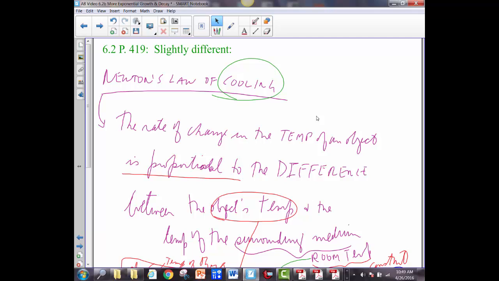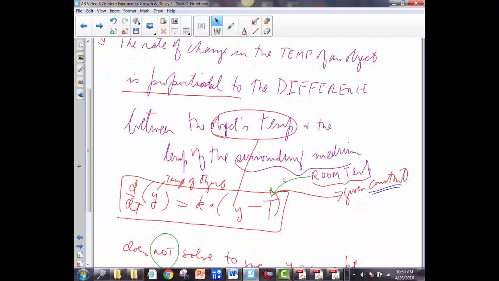Okay, this would be them deciding that they're going to give you a growth and decay problem that's a little harder, okay? So this is called Newton's law of cooling, okay? The rate of change of the temperature of an object is proportional to the difference between the object's temperature and the temperature of the surrounding medium.